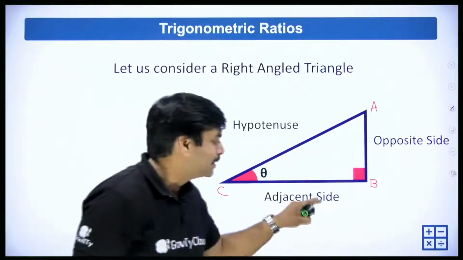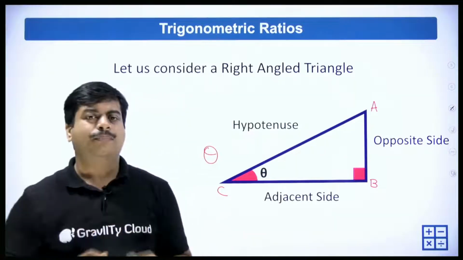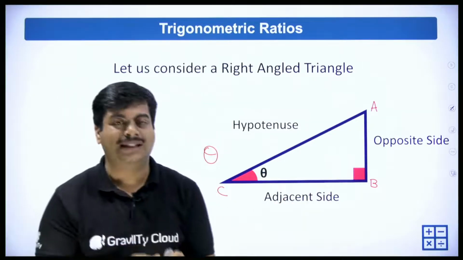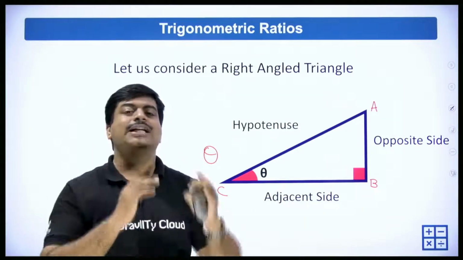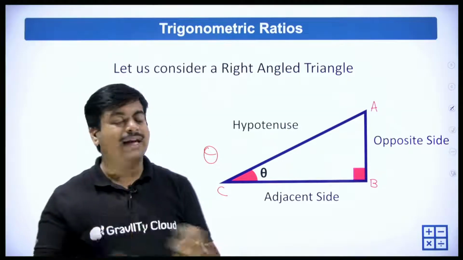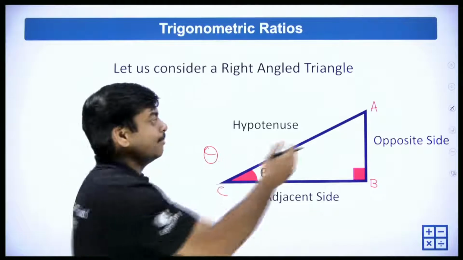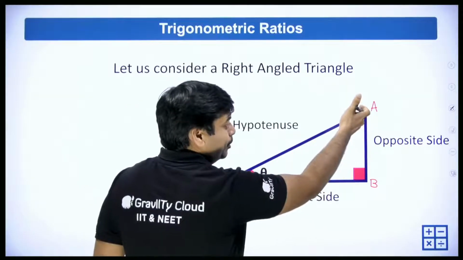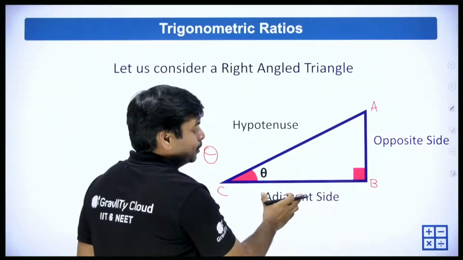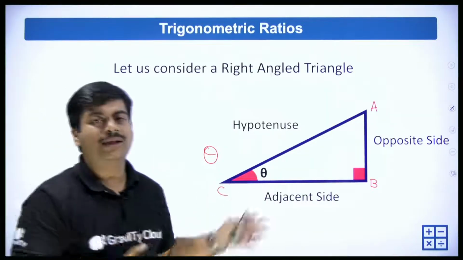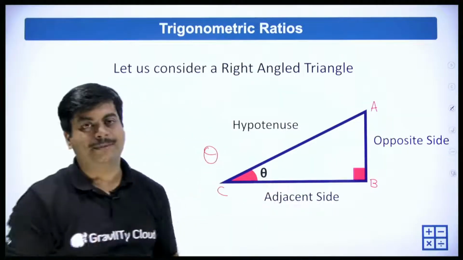Again, I am telling you, opposite and adjacent are not always fixed. They change with respect to the angle of reference. Here, the angle is theta. In case you consider some other angle, such as A, then with respect to A, this becomes opposite and this becomes adjacent. So that depends on the angle which we are considering.